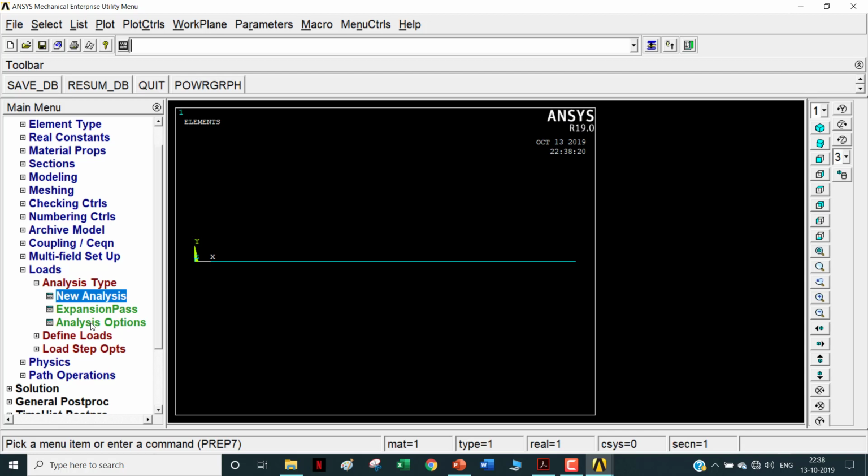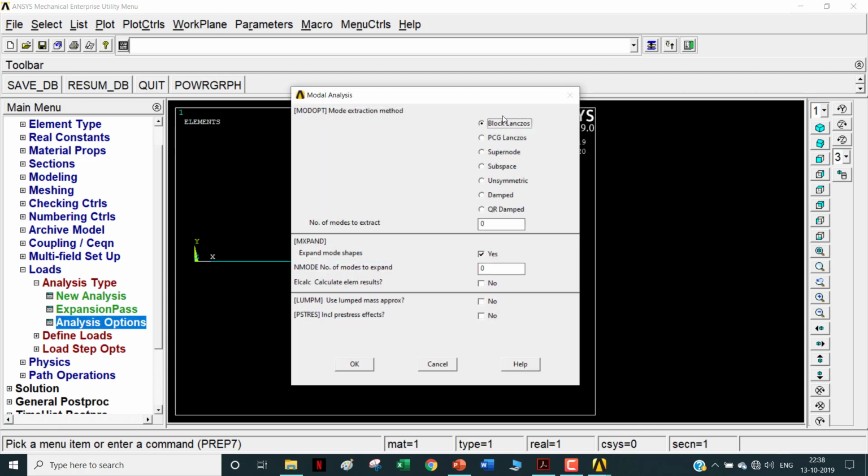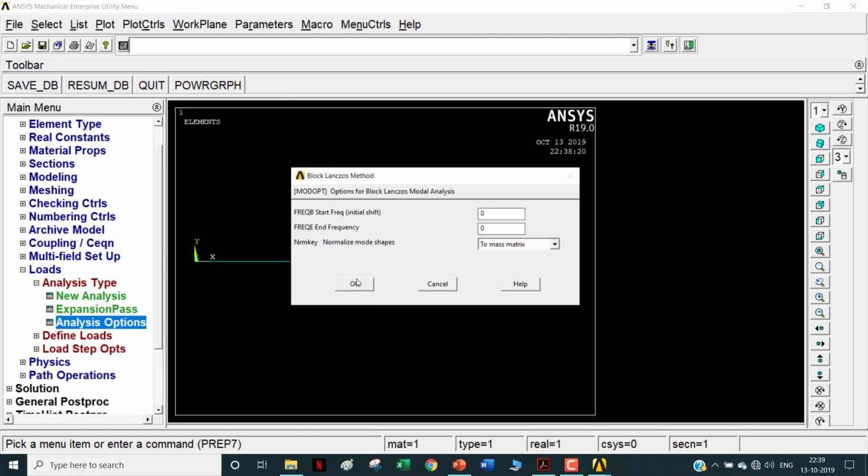Under the analysis options, these are the algorithms which are used to solve the model. I'll leave it at block Lanczos, and I'm not going to disturb that. But I have to specify how many frequencies to calculate. So the number of modes to extract, which is the number of frequencies to extract, is 50, and the number of modes to expand, which means that in order to show the results, initially I have to extract the frequencies, then I have to expand them to show you the results. In both cases I am going to give 50, because I have to calculate 50 natural frequencies and expand them in order to show you the results, right? I'll click on OK, and in this dialog box, leave everything as it is and click on OK.